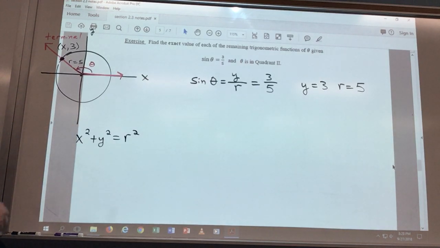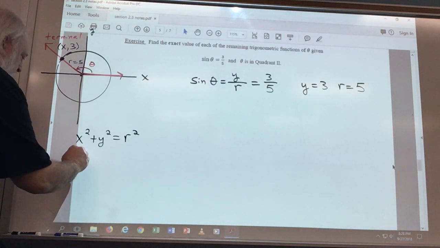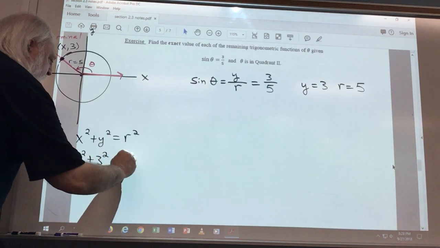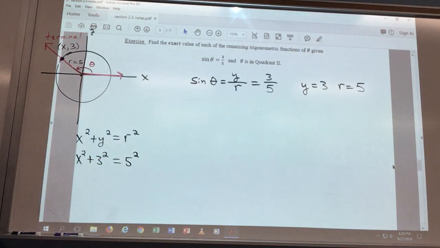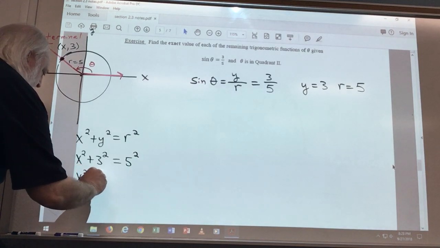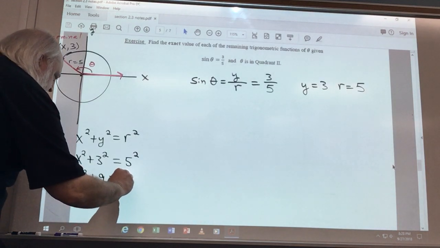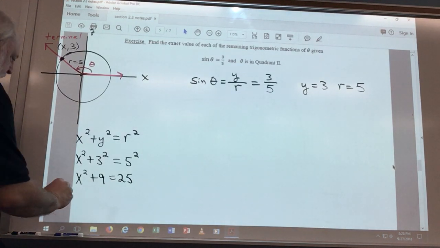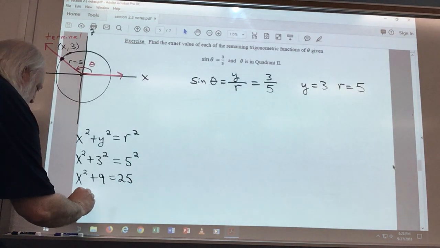Y is equal to 3 in this case. So we have 3 squared. And r is equal to 5, so we have 5 squared. Well, 3 squared is equal to 9. 5 squared is equal to 25. So we have x squared plus 9 is equal to 25. And then when I subtract 9 from both sides, I get x squared is equal to 16.